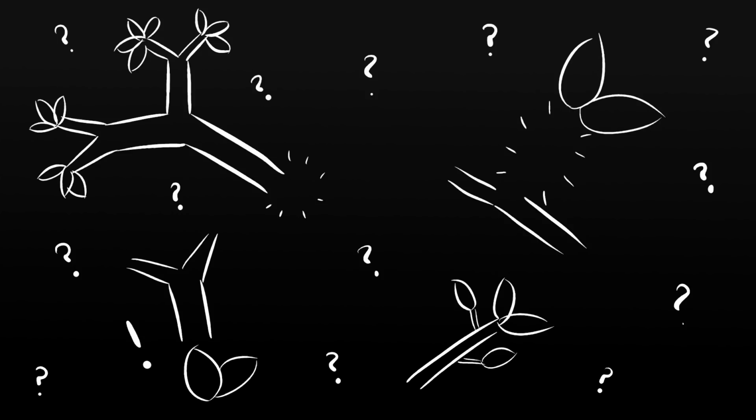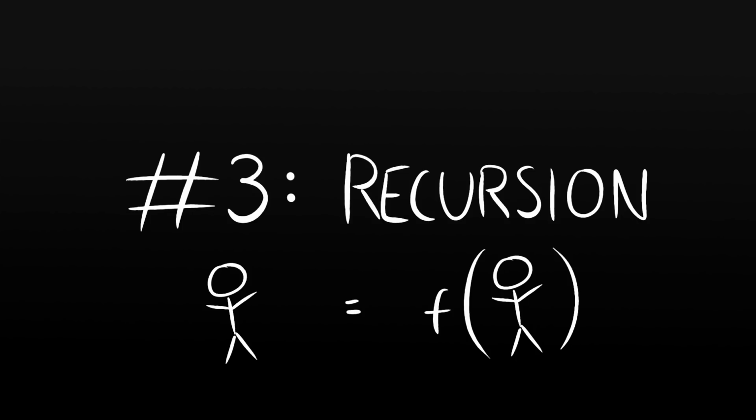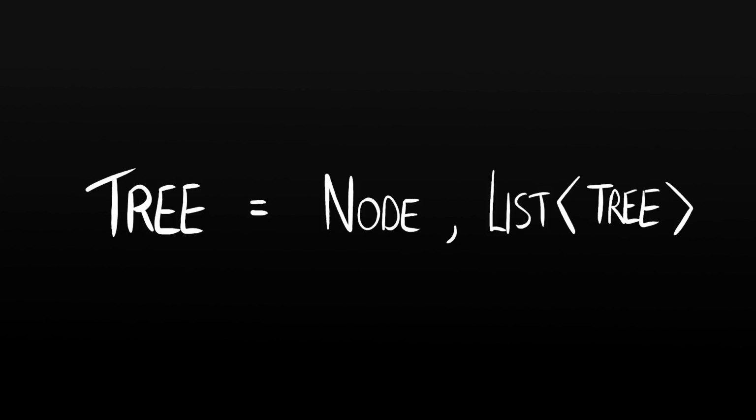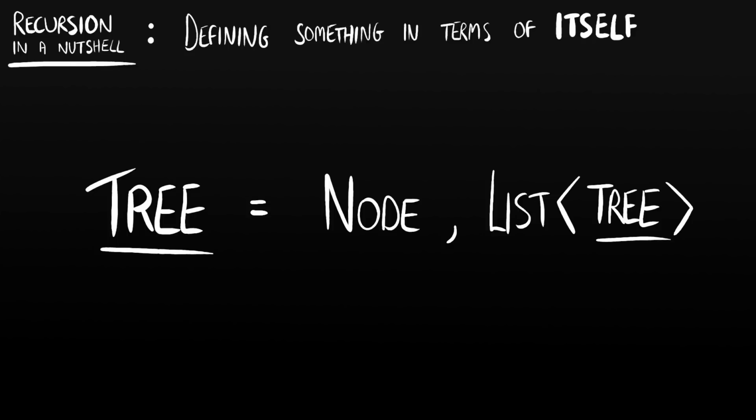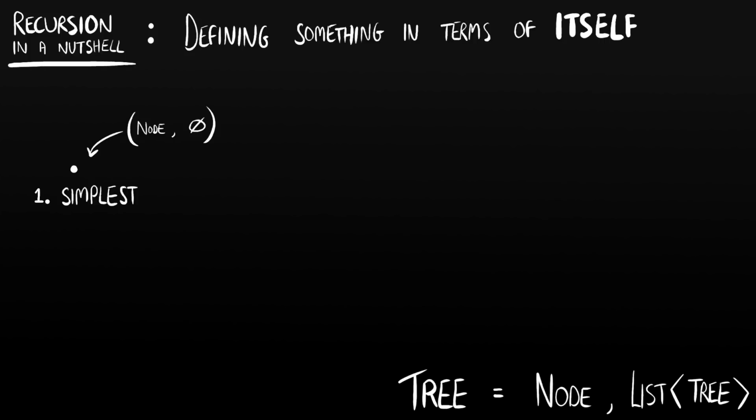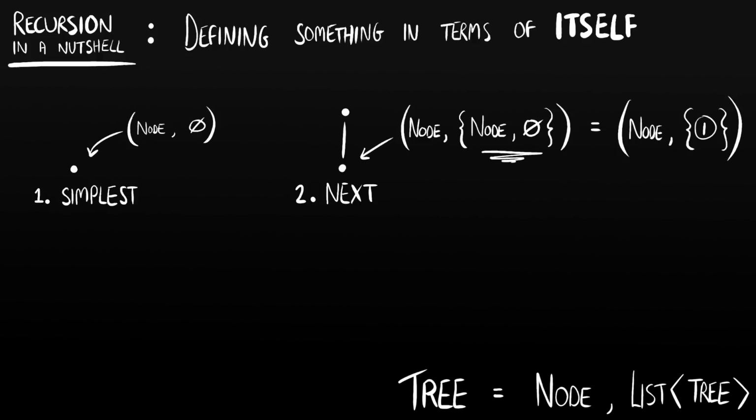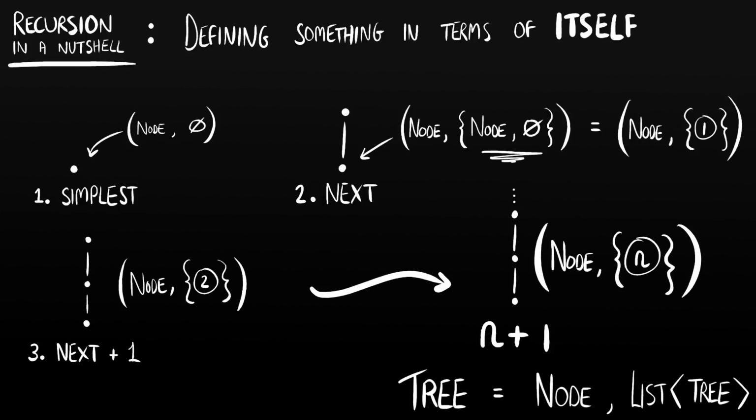Neither inheritance nor composition really deal with this, but recursion does it spectacularly well. Put simply, we say that a tree is a node and a list of trees. This means that we're defining a tree in terms of itself, which is recursion in a nutshell. To understand this better, let's consider the simplest possible tree: a node and an empty list. So what's the next easiest tree after that? A node and a list containing just one tree, which can be the simplest for now. After that, we have a node and a list containing the previous tree, and so on and so forth.